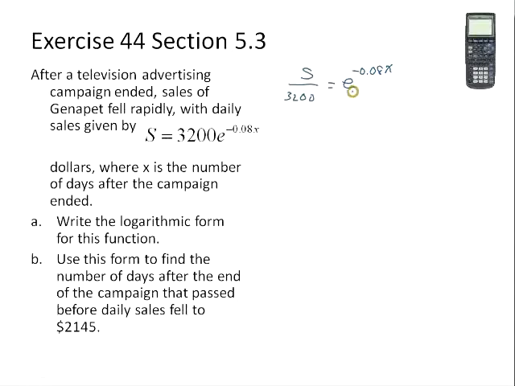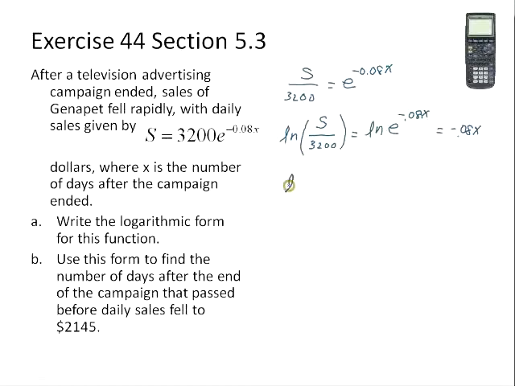0.08 times x. Now, to undo the exponential function, we use the inverse function, which is the natural logarithmic function. So I'm going to take the natural logarithm of both sides, and so I have the natural logarithm of the expression S divided by 3,200. And this is going to be the natural logarithm of e raised to the negative 0.08x, but that is just going to be negative 0.08x.